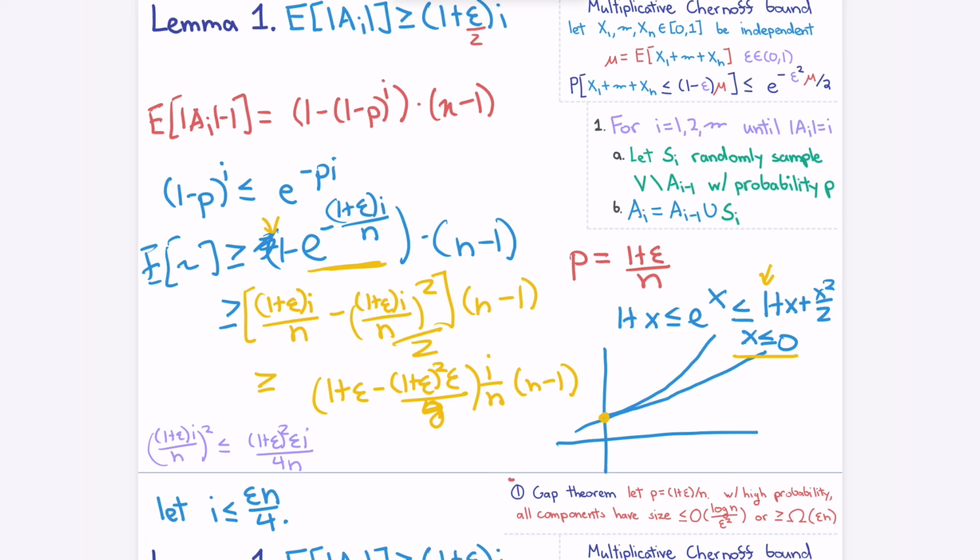Okay, but 1 plus epsilon, okay? And then you have something like 1 plus epsilon squared. That's pretty close to 1 for small enough epsilon. We're going to assume epsilon is small enough. Epsilon divided by 8. Okay, so like all that will be, say, at most epsilon over 2, for sufficiently small epsilon, because that 1 plus epsilon squared will go down to 1. So you end up with something like 1 plus epsilon over 2 I over n times n minus 1.